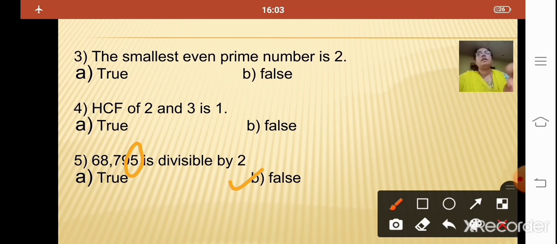Okay. So the third one is true. Fourth one is also true. The fifth one is false.